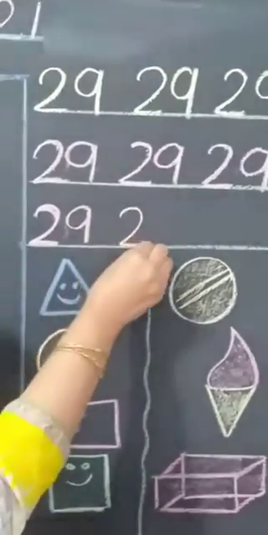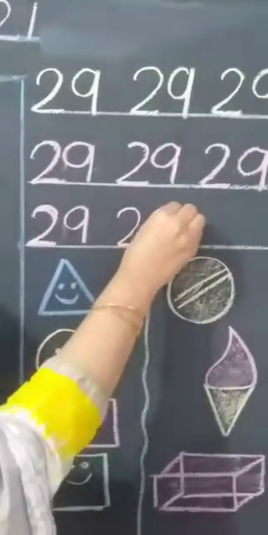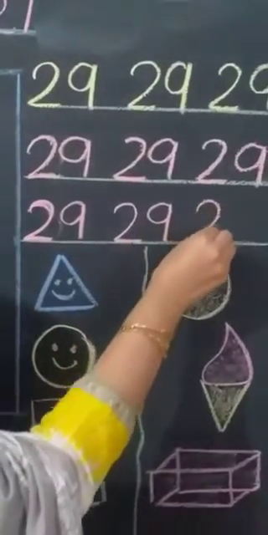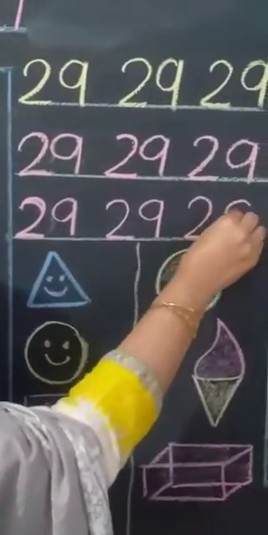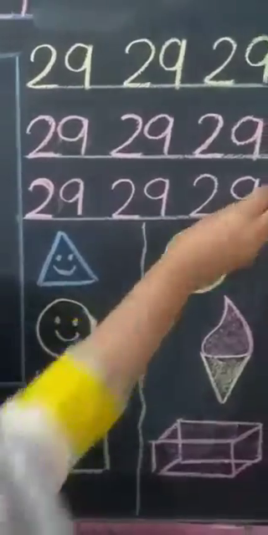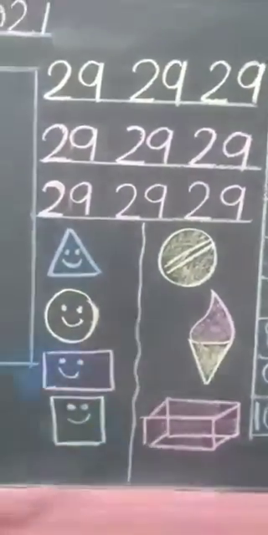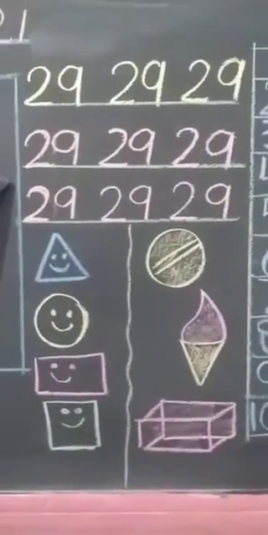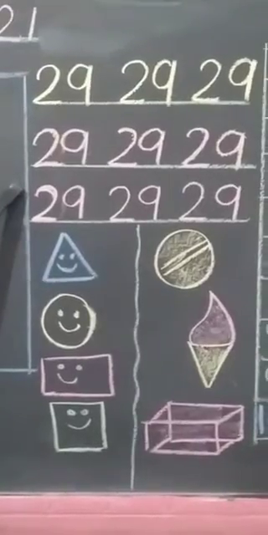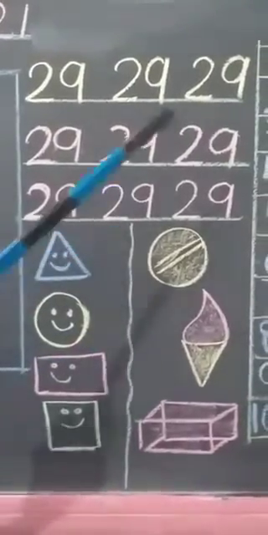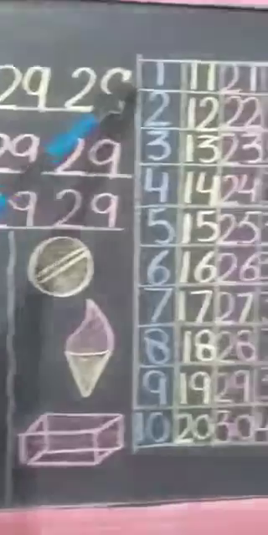Students, tell me which number is this? 29. अच्छा सा नीट वर्क करना है आपने, ठीक है? Which number is this? 29. Okay, now repeat the counting and you have to repeat with me.